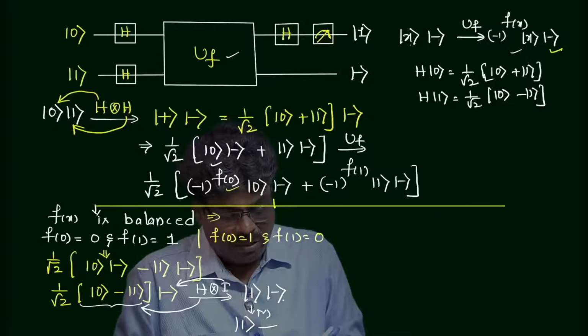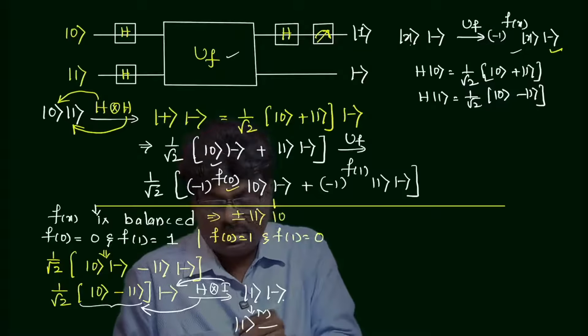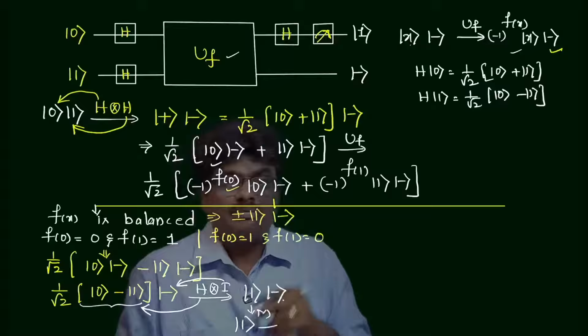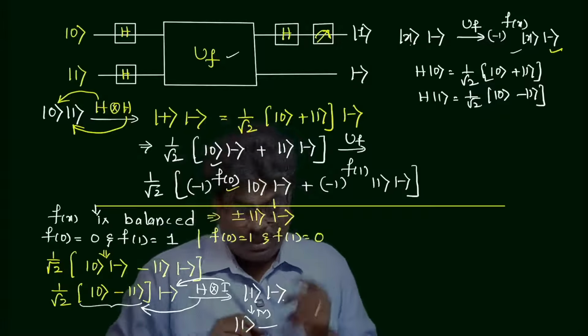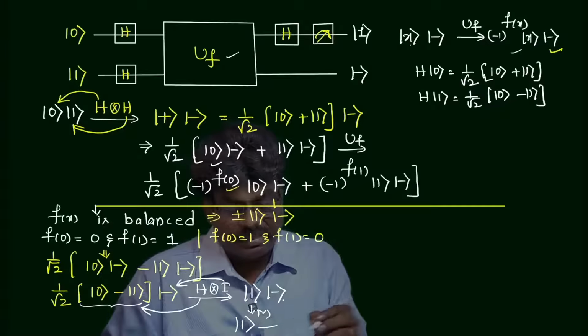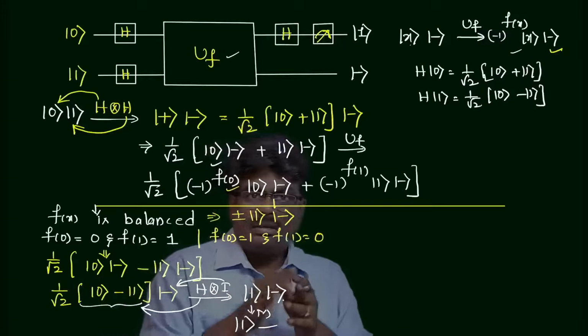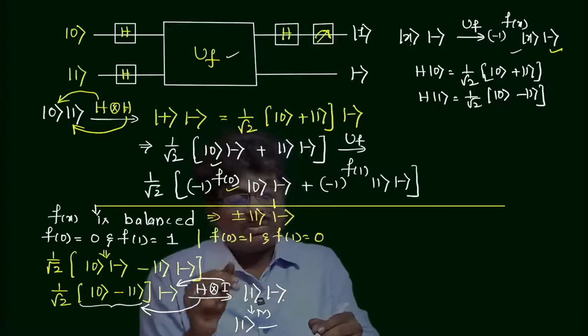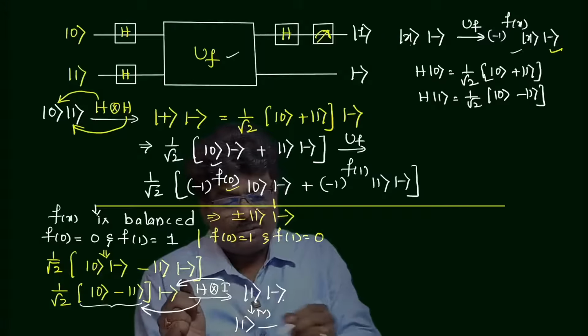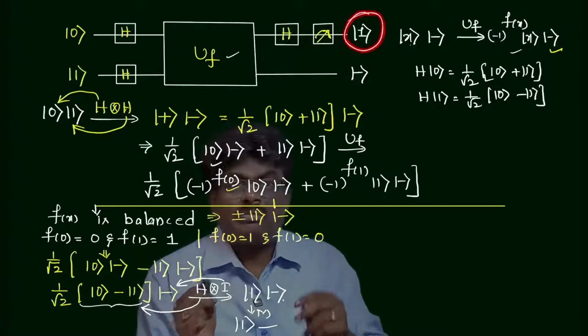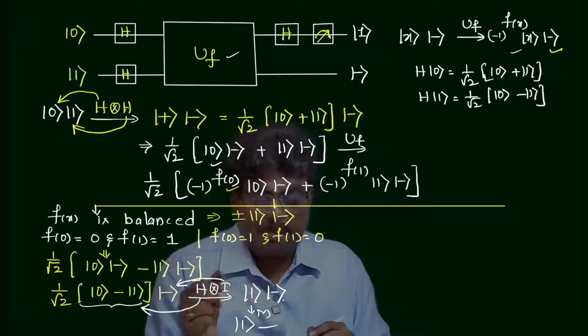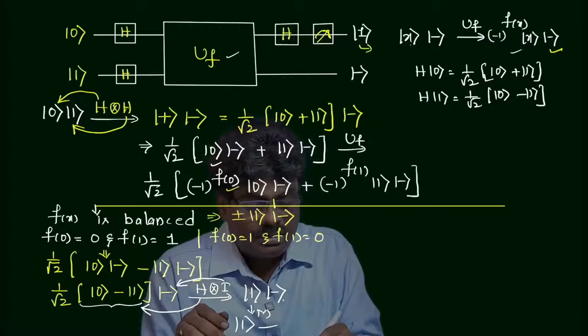So finally, when f(x) is balanced, we can write it like this. We always get either plus or minus 1, minus. This is possible only when f is balanced. So once you make the measurement on the first qubit and you got this 1, you can confirm that f(x) is balanced.